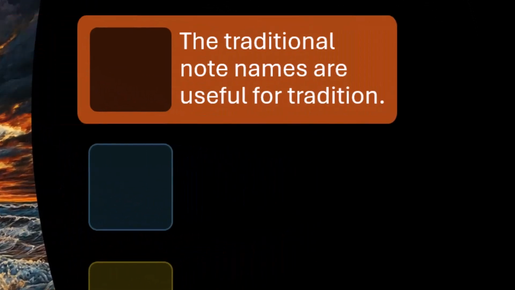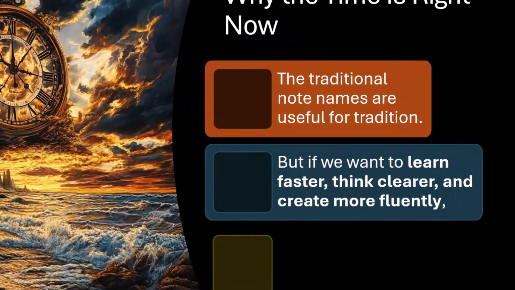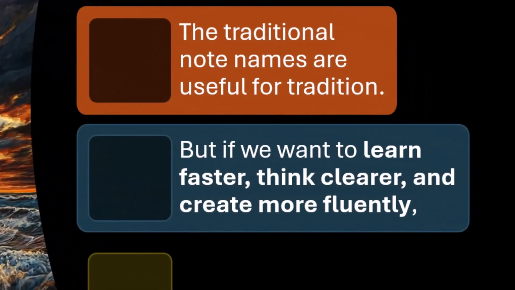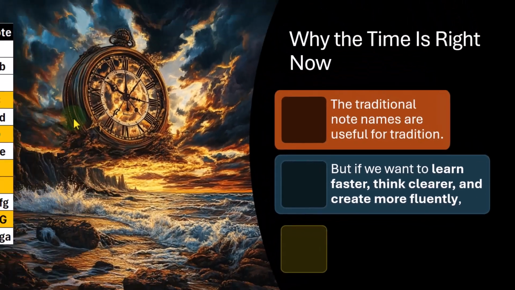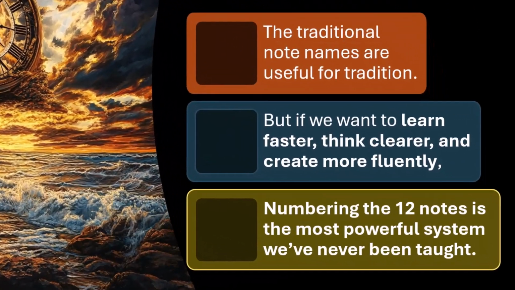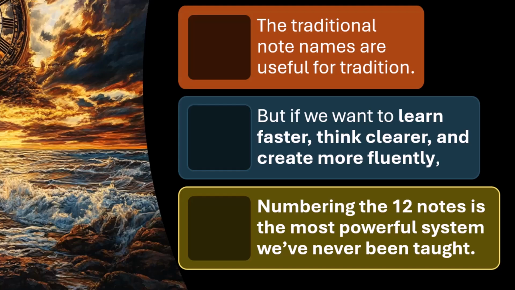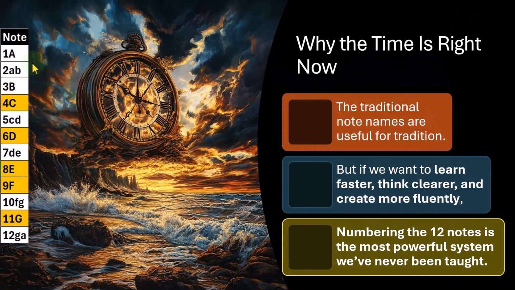So why the time is right: the traditional note names are useful for tradition, but if we want to learn faster, think cleaner, and create more flexibility, numbering the 12 notes is the most powerful system we've never been taught. So that's what we want to do.